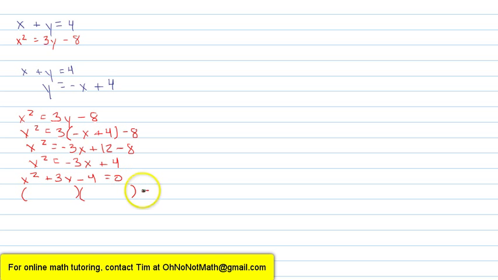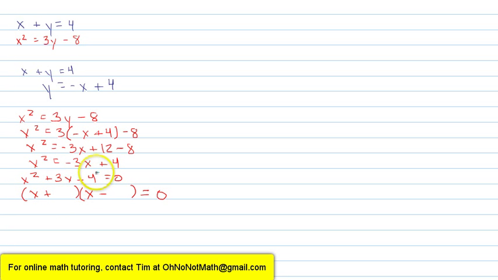So this will factor into the product of two binomials. I have an x here, an x here. This negative sign here tells me that the signs of the numbers are going to be different. So one's going to be plus, the other's going to be negative. This positive sign right here tells me that the largest of the two factors is going to be positive.